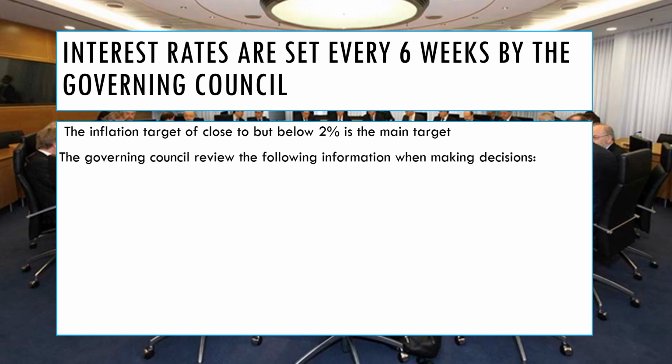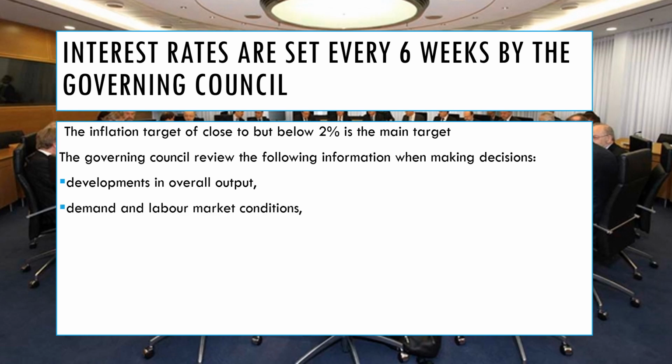Now, in order to make sure this happens, they need to monitor what's going on in the economy. The things they monitor: developments in overall output, so what's happening to economic growth; the conditions in the labour market and the demand for labour, what's happening to wages. If wages are rising, this could be an indication that inflation is about to rise in the future, and maybe we need to raise interest rates to reduce demand. They look at a broad range of price and cost indicators, so consumer price indices, but also for producers, their costs, so maybe a wholesale or producer price index.